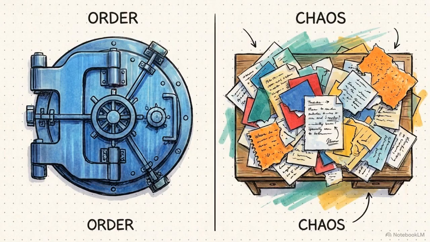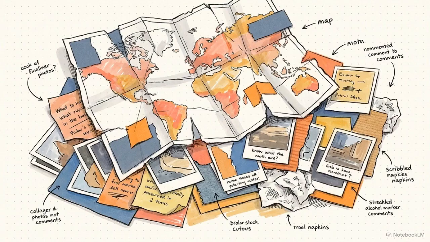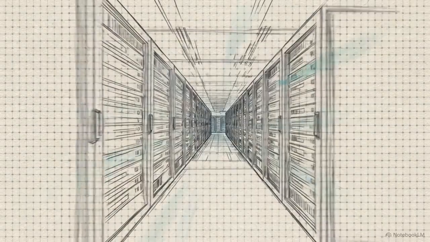If the relational model is a bank vault, NoSQL is a messy desk. You can throw documents of any shape or size onto it, and you don't need a perfect blueprint to start. Intentionally ditching those rigid structural rules provided the massive scale and lightning-fast velocity required to power the modern web.